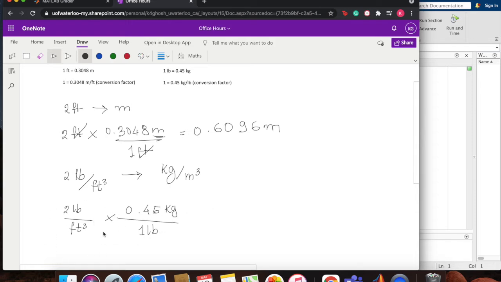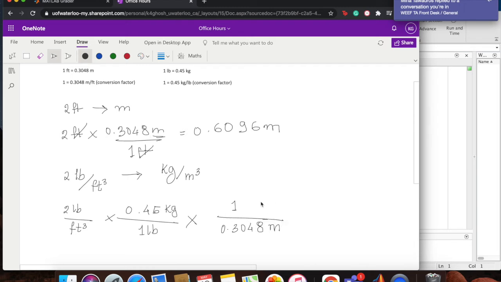Now I need to think of a way to convert my feet cube to meter cube. So let's think about it. Let's multiply this by 0.3048, and the unit for this is meter per feet. Is this enough to convert my feet cube to meter cube? No, because if I try to cancel this, it's only going to cancel 1 feet unit, but here I have a feet cube. What am I going to do? I'm going to take the whole cube of this value. Then my pounds will get cancelled and my feet cube are going to get cancelled.